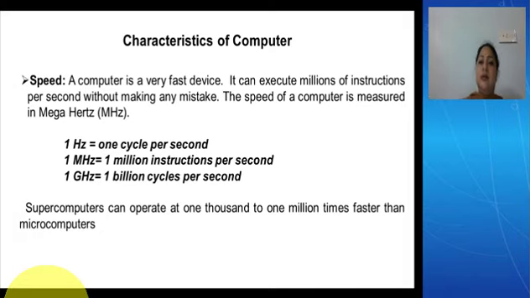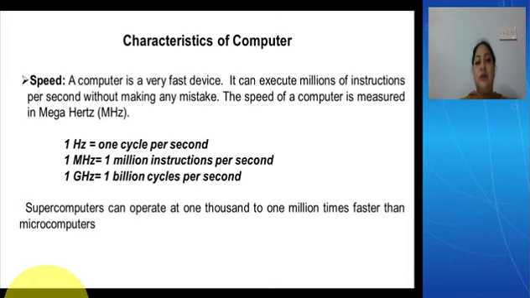Now we further discuss the characteristics of a computer. The computer has certain characteristics for which it is becoming very famous and is being used in every domain of life. The first and foremost characteristic is speed. A computer is a very fast device. It can execute millions of instructions per second without making any mistake.